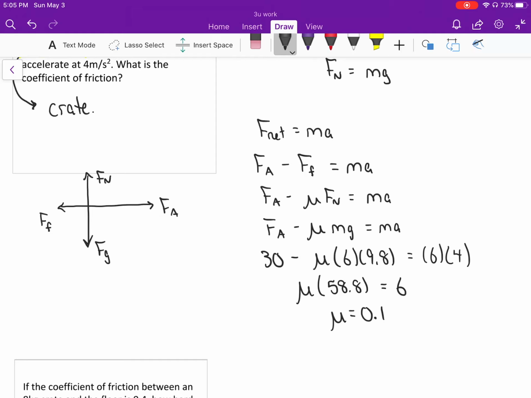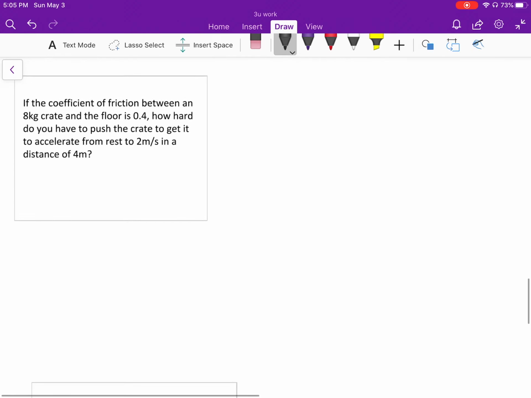While we're at it, we'll do 2 this time. A similar question, we've got, this time I did better, I called it a crate. A crate on the ground, we're going to push it so hard that it'll accelerate from rest to 2 in a distance of 4. This question is very similar to the last one, just I didn't give you the acceleration. We're going to have to do a little bit of work first to find the acceleration.